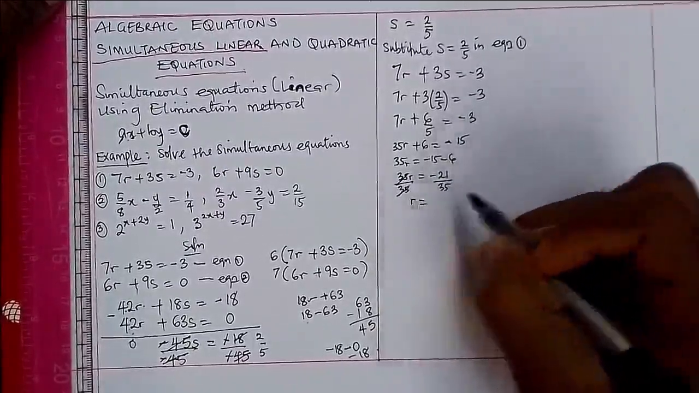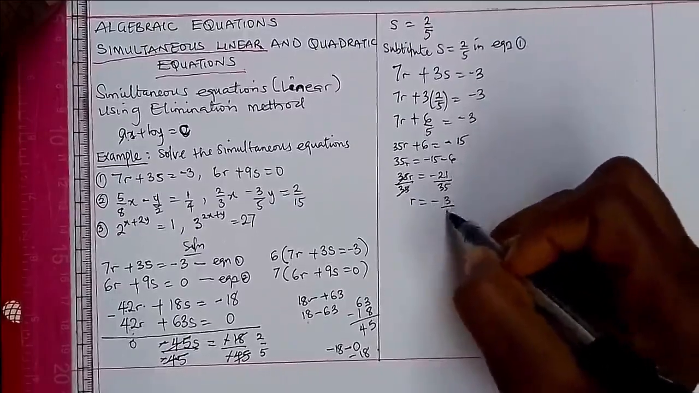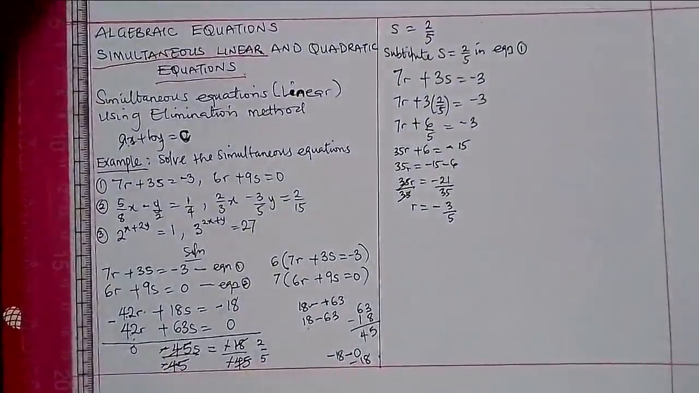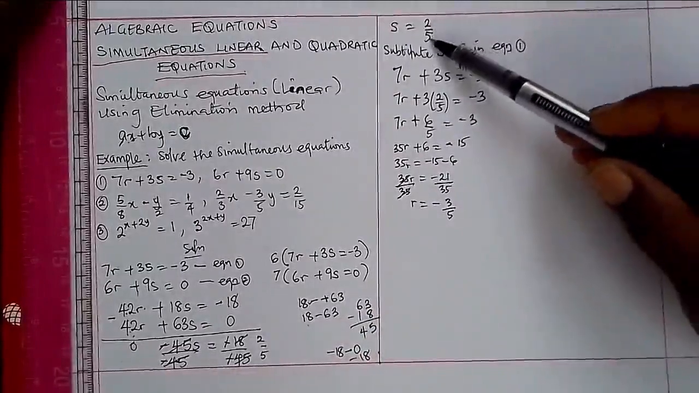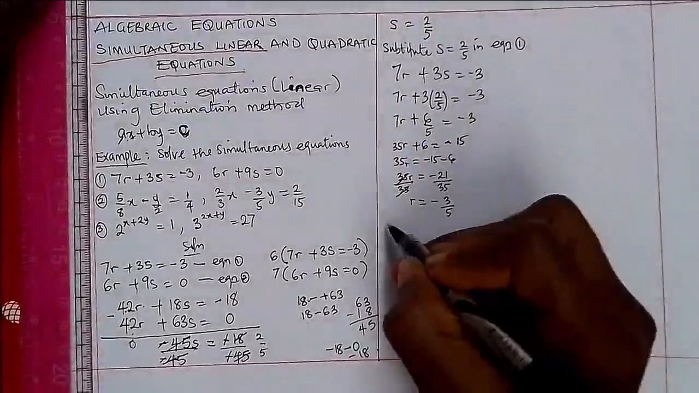So our R will now be equal to, use 7 to divide this. 7 here is 3. And 7 in 35 is 5. So it means that the values of the unknown S and R is 2 over 5 and minus 3 over 5. So let's solve the second example.